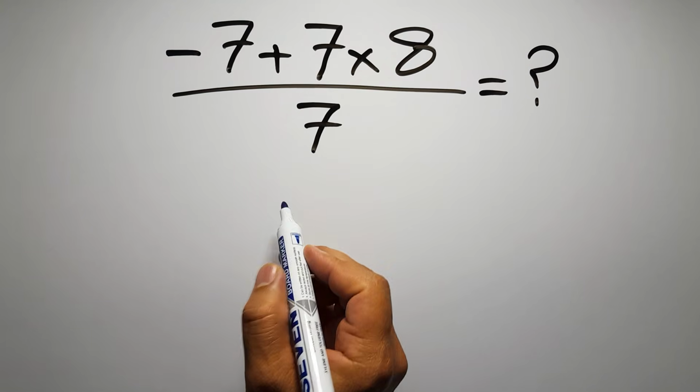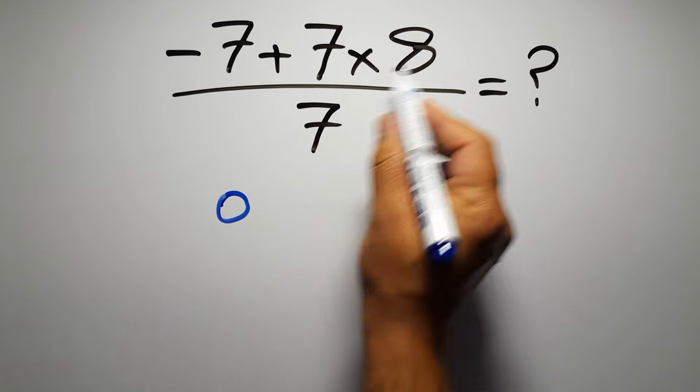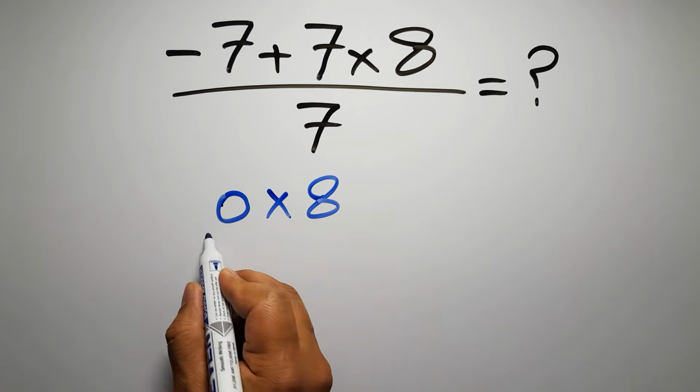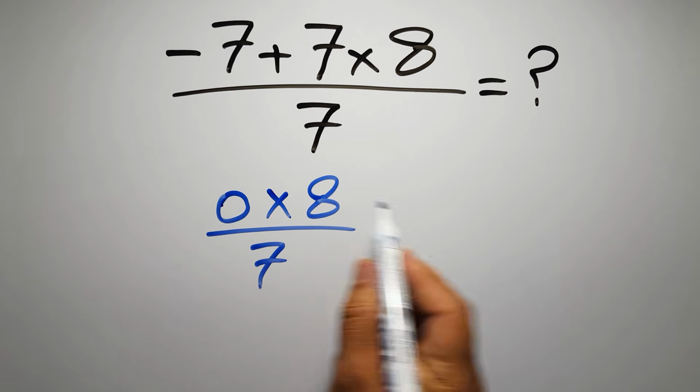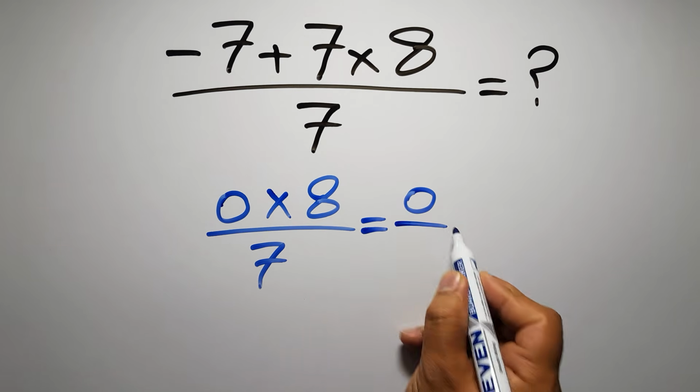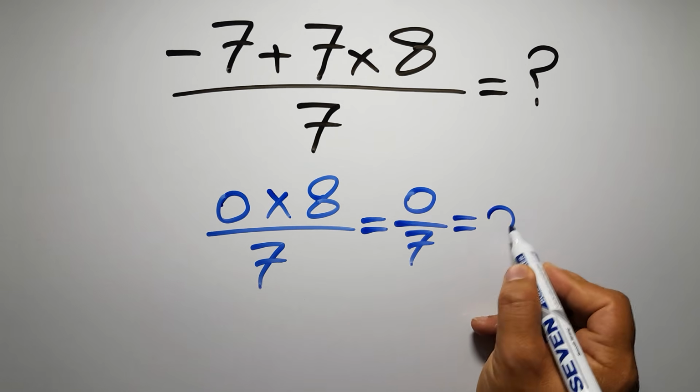Negative 7 plus 7 gives us 0. And 0 times 8 over 7. 0 times 8 is just 0, and 0 over 7 equals 0.